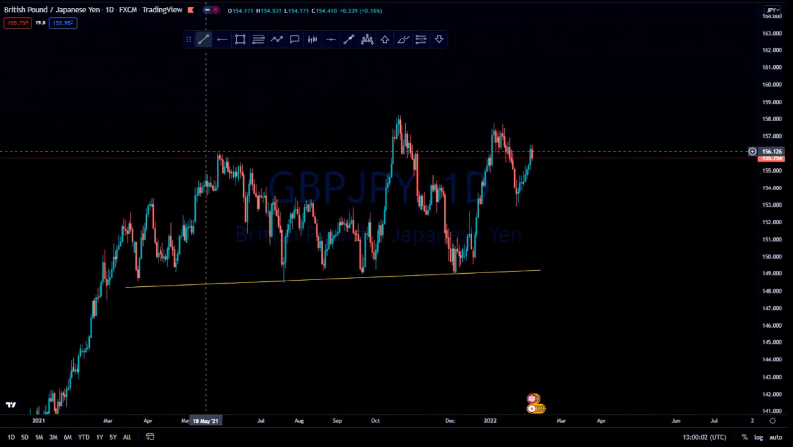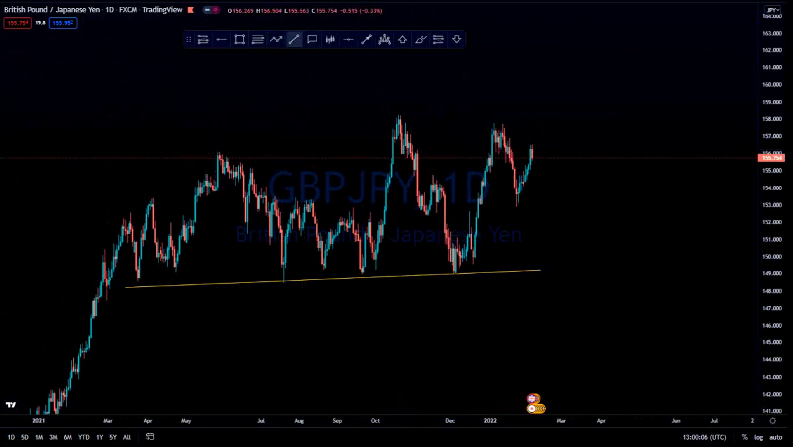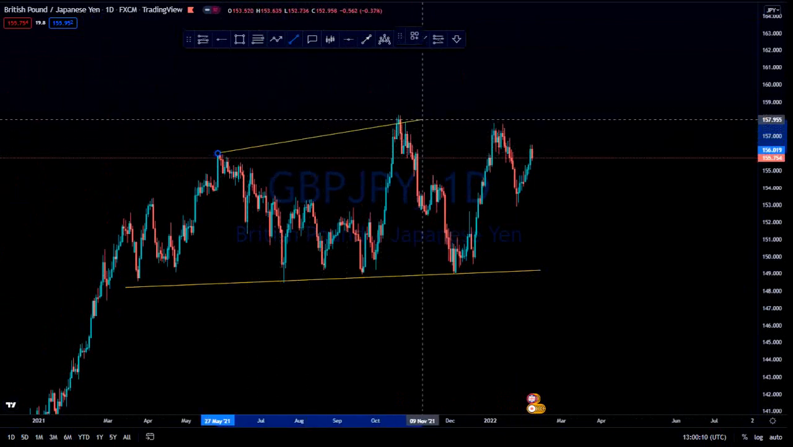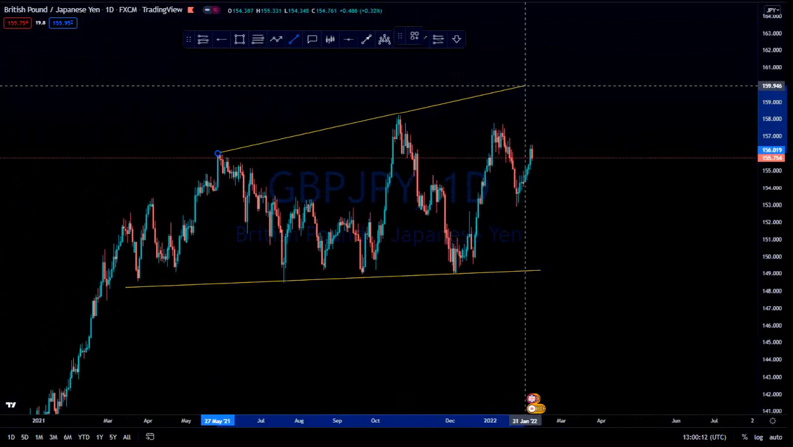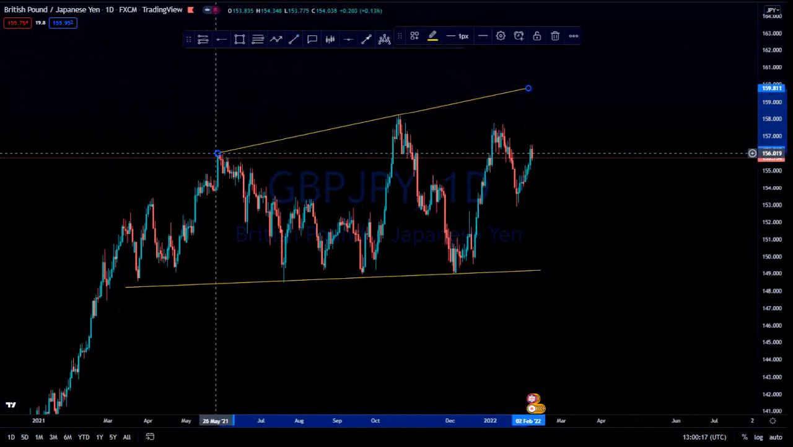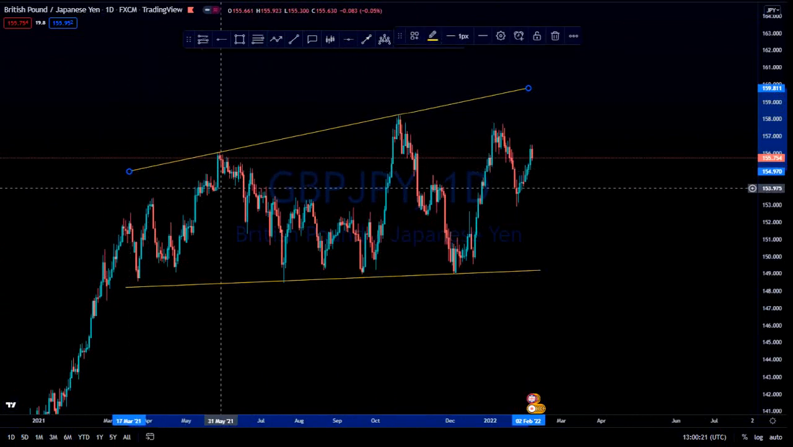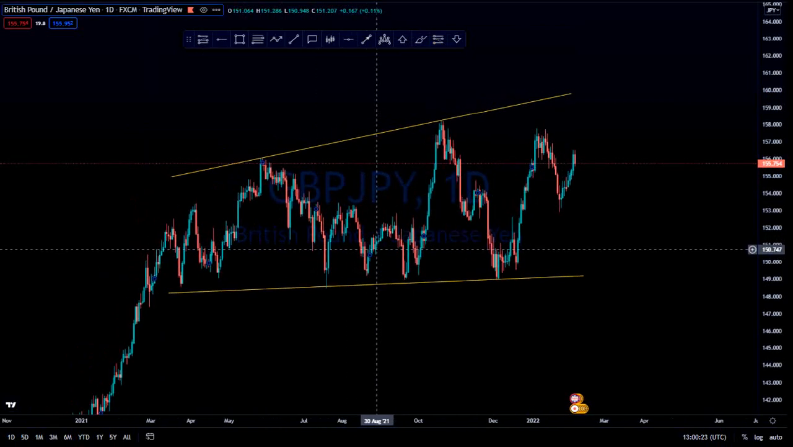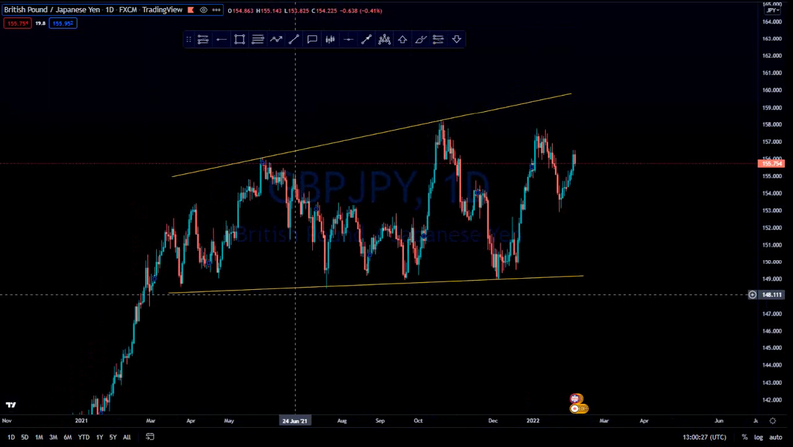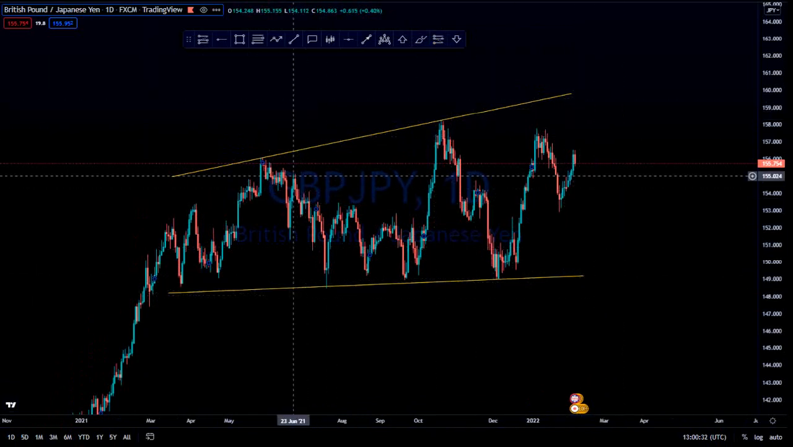Then I'm gonna draw my supports from here. My resistance, sorry. Then I'm gonna draw my resistance from here to the extent. So this is what I see on a daily time frame. One, two, third touch there. One, two, from there, and then I'm gonna go down.